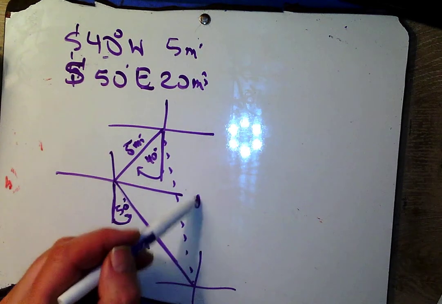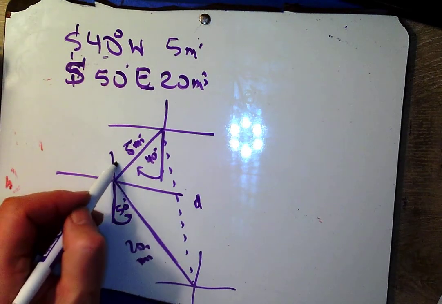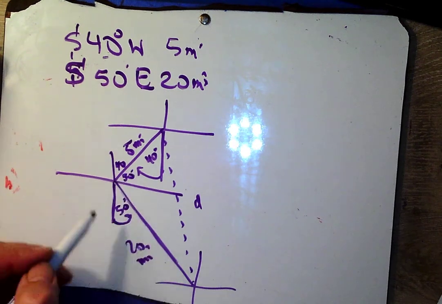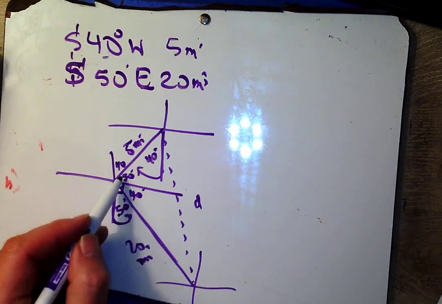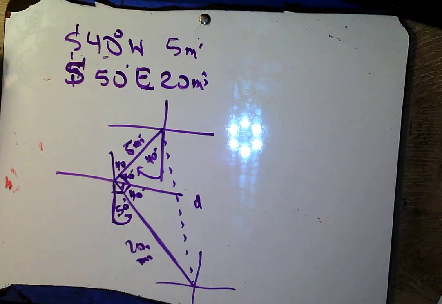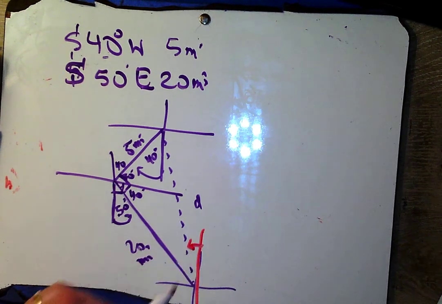We would use the Pythagorean theorem to find that distance back. How do I know that? Well, that's 40 degrees, so that's 50 degrees. And there's a right angle, so 90 minus 50 is 40, and 50 plus 40 gives me a right angle there. Yep, Pythagorean theorem.